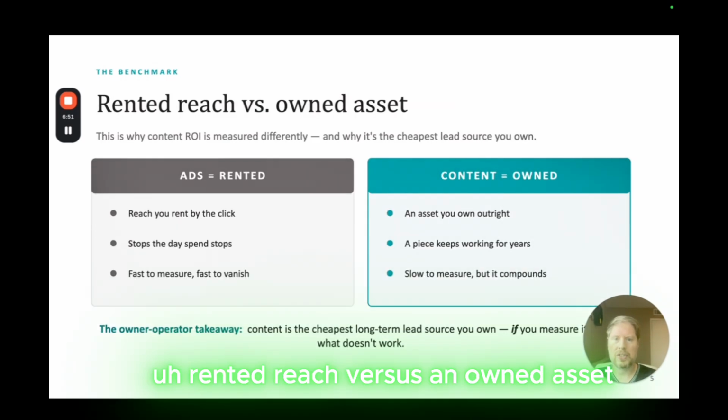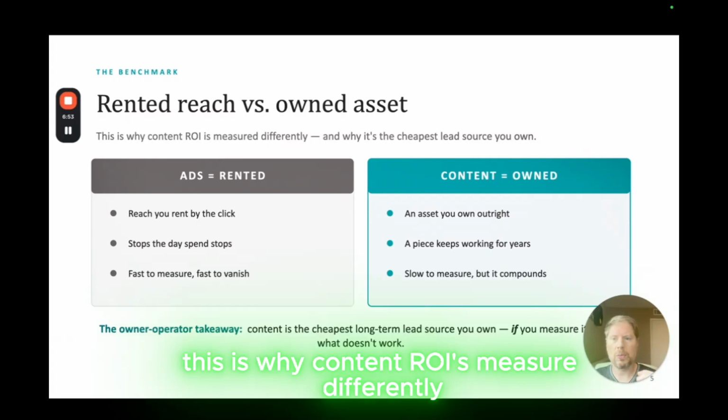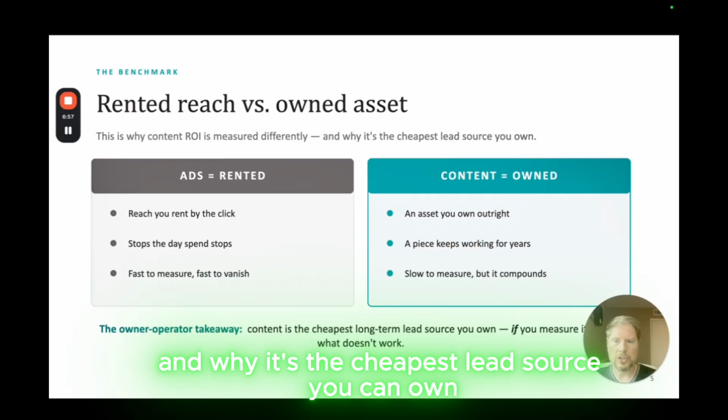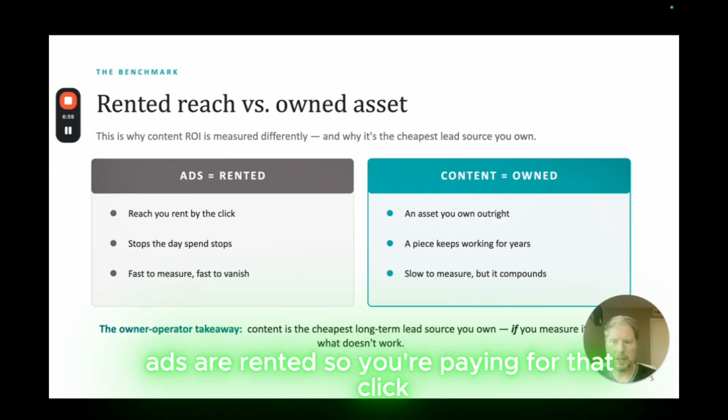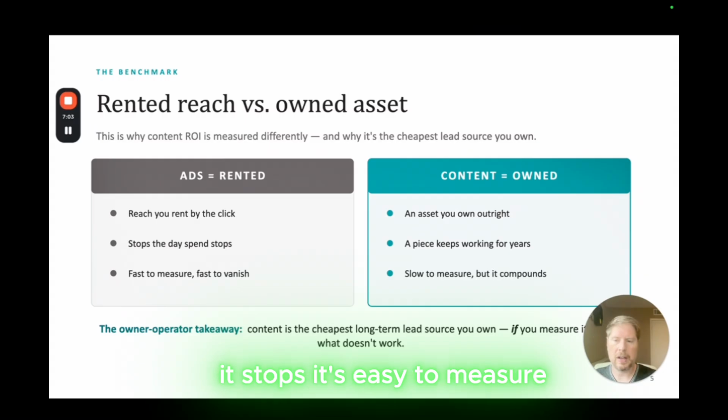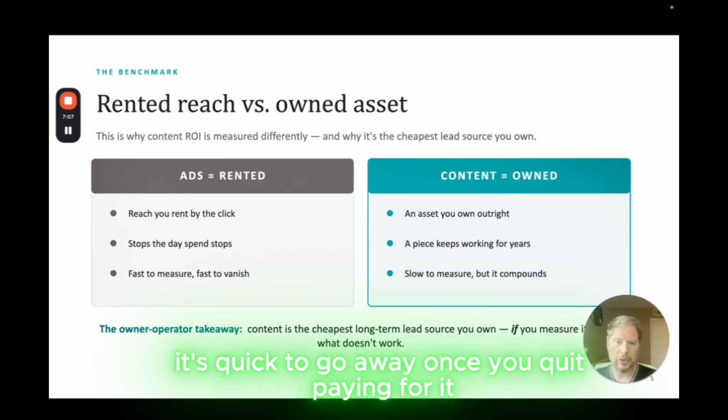Rented reach versus an owned asset. This is why content ROI is measured differently and why it's the cheapest lead source you can own. Ads are rented. So you're paying for that click. The minute you stop paying, it stops. It's easy to measure, but also it's quick to go away once you quit paying for it.